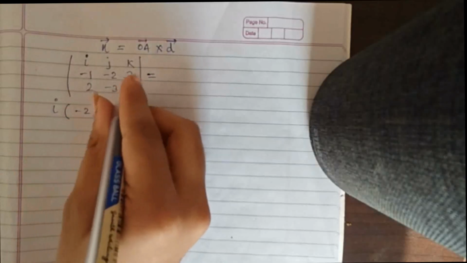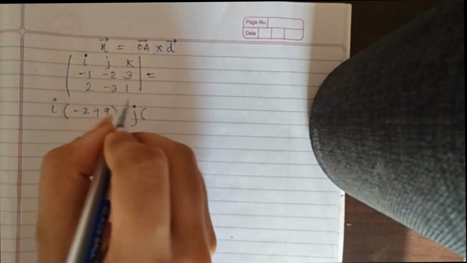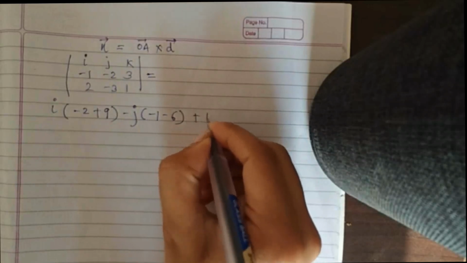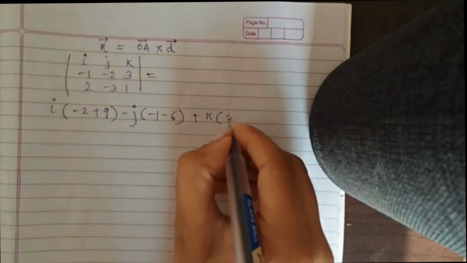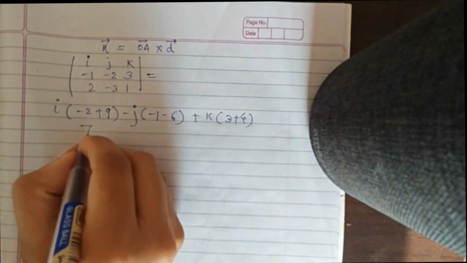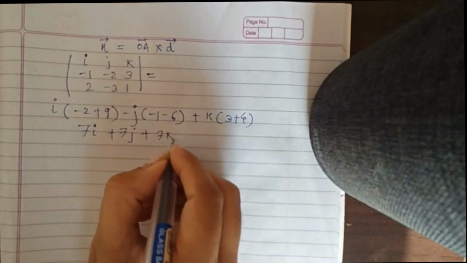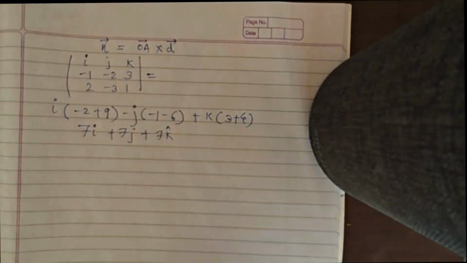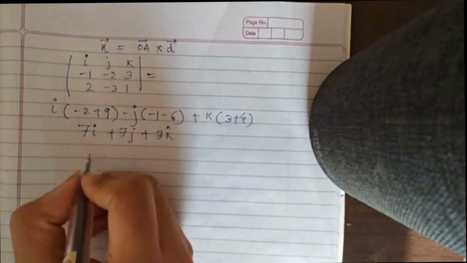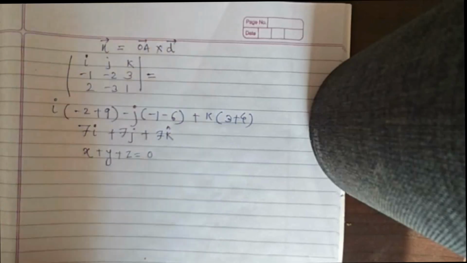i into (−2 + 9) minus j into (−1 − 6) plus k into (3 + 4). This gives 7i + 7j + 7k. This is the normal of the plane, so the equation of the plane, written in the simplest form, is x + y + z = 0.